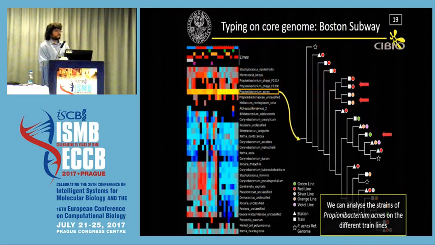We could do the same in the Boston subway, and we could profile Propionibacterium acnes, which was again the most abundant species, and we could do phylogenetic analysis. Although the data did not correlate with lines and trains, we could see some specific cases in which the same or closely related strain of P. acnes was recoverable from the same line or from the same train. So this is again an example of how we can track the strain in different environments of the subway.